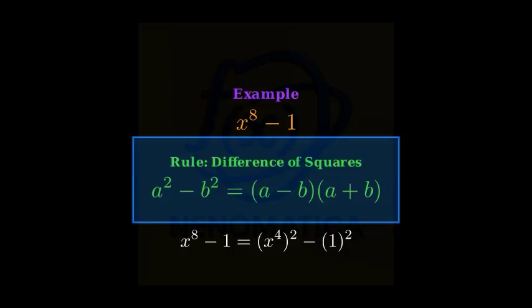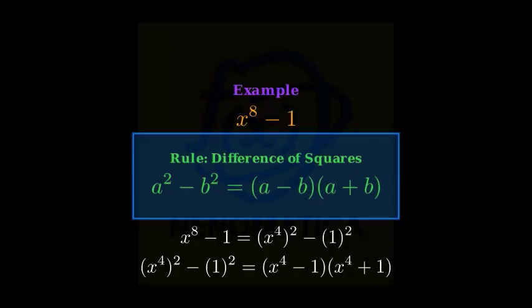Step 2. Now, let's apply the difference of squares formula. We get x to the fourth minus 1 times x to the fourth plus 1. Step 3. Let's focus on the first factor, x to the fourth minus 1.